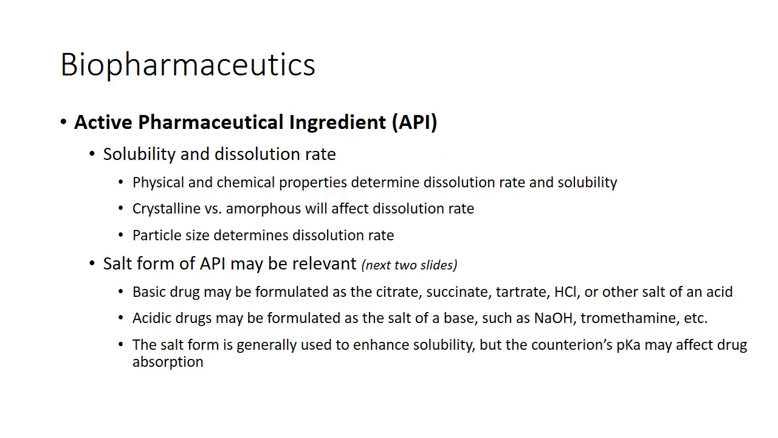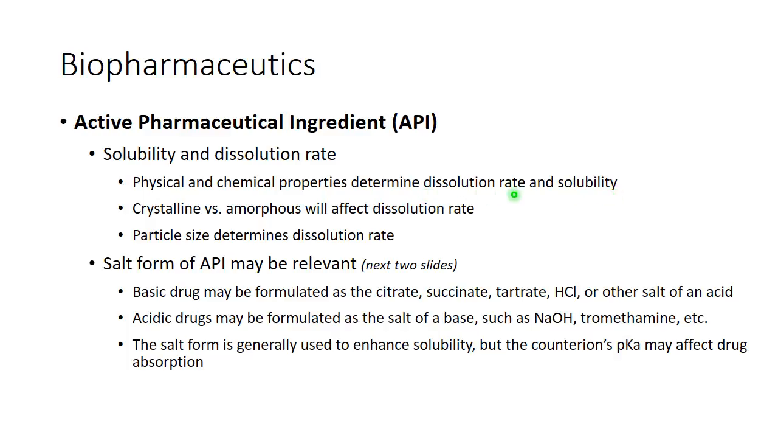So with the active pharmaceutical ingredient, they do solubility and dissolution rate tests. The physical and chemical properties determine the dissolution rate and the solubility of the active pharmaceutical ingredient. So it's important to understand how fast it's dissolved, which is the dissolution rate, and the solubility. And these are different, and I want you to understand very clearly the difference between these two.